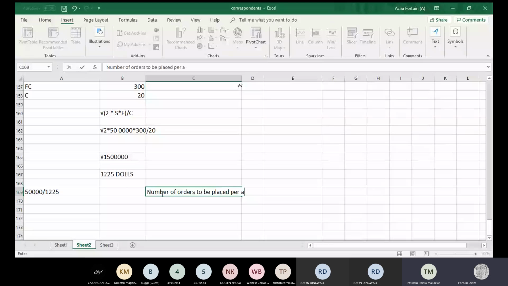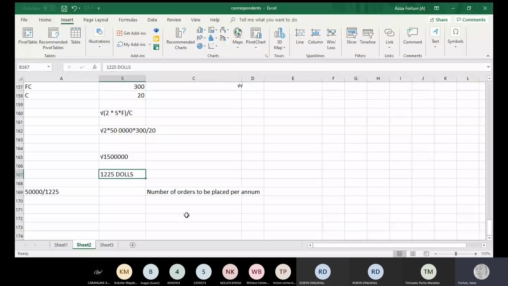Okay, so now we have $1.225 per order. So you take your 50,000 sales and you divide it by your 1.225. Now you will know how many orders you are going to place per year. So in this case, I must place 40 orders per year to meet my sales demand, right?